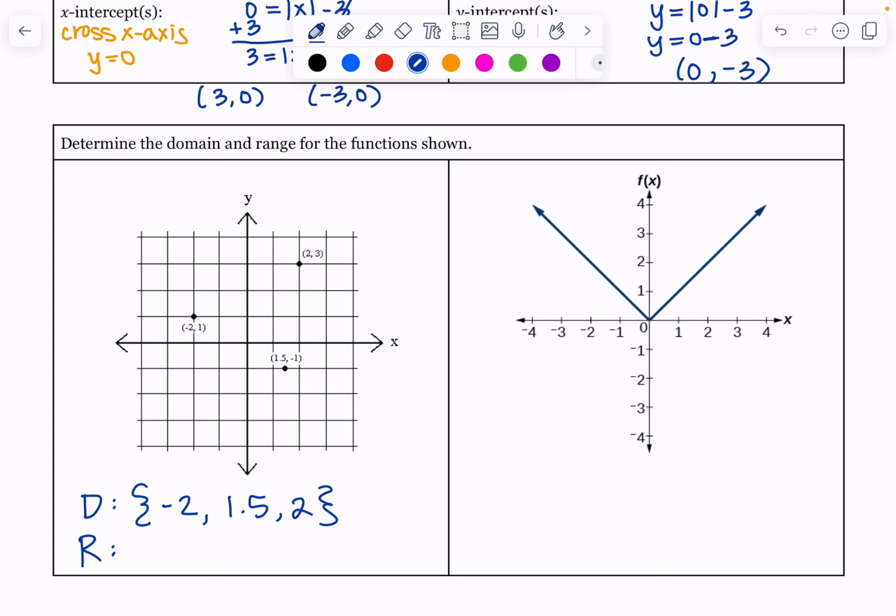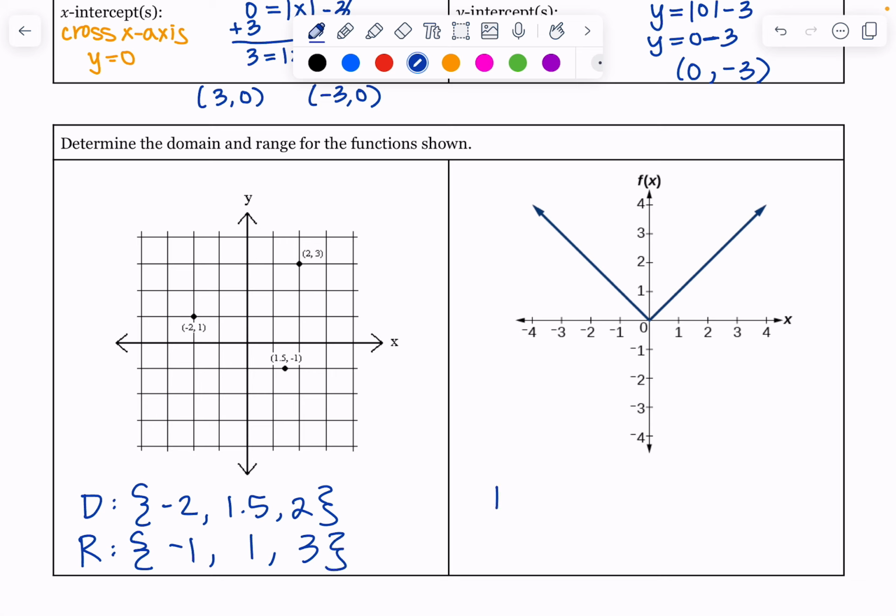Next, range would be the y values. Again, we go smallest to biggest. You don't need to have them line up with their counterparts there. Not necessary. So the smallest y would be negative 1, then positive 1, then 3.